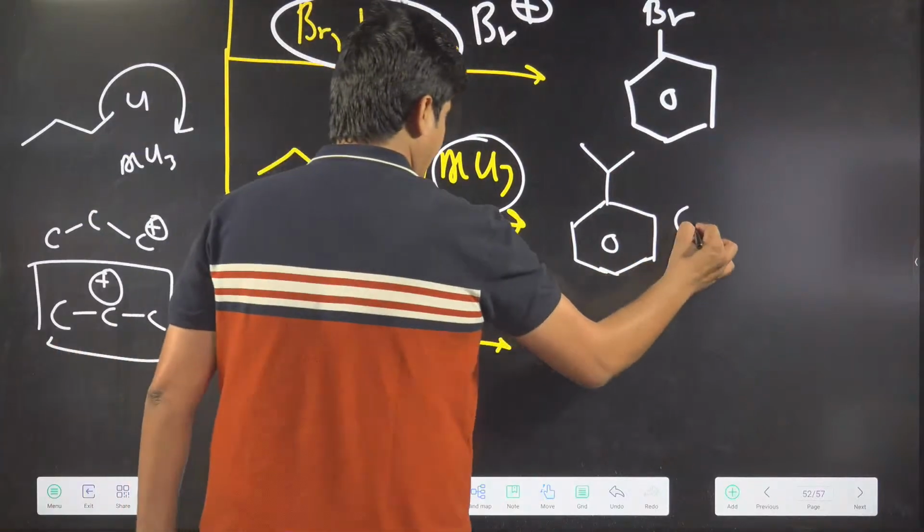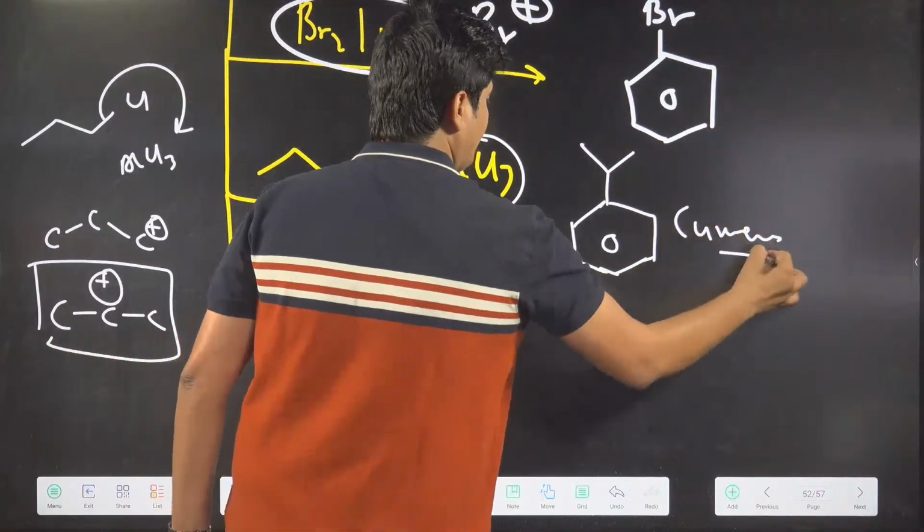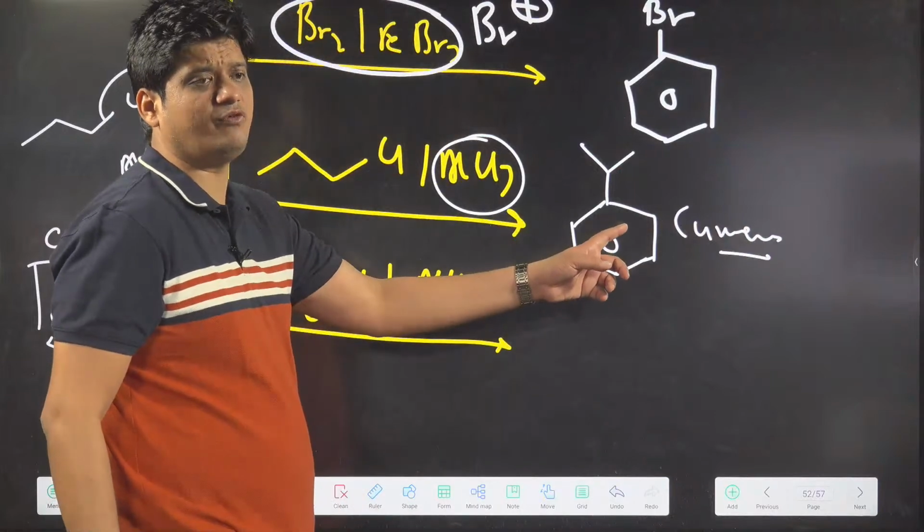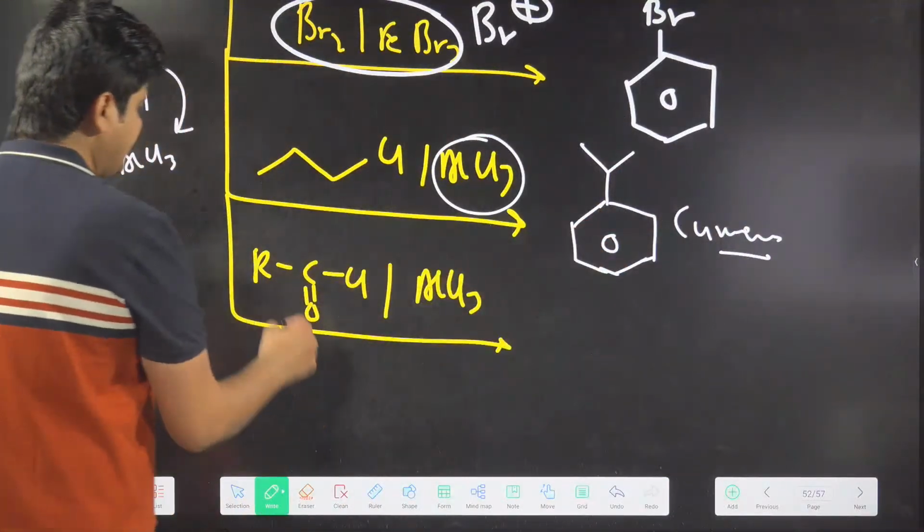This is a very important molecule. Why is it very important? Because it is used in the industrial preparation of phenol. Very important molecule. In this case, same.